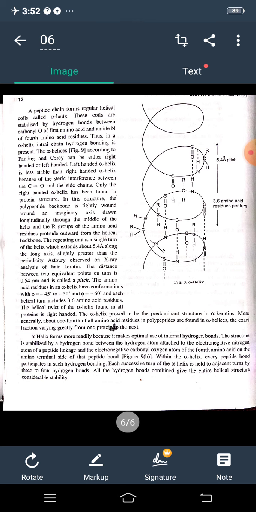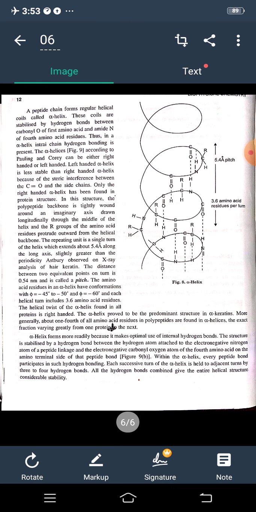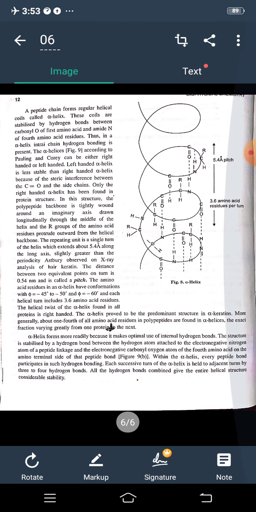Within the alpha helix, every peptide bond participates in such hydrogen bonding. Each successive turn of the alpha helix is held to adjacent turns by 3 to 4 hydrogen bonds. All the hydrogen bonds combined give the entire helical structure considerable stability, as shown in figure 8, the alpha helix structure.